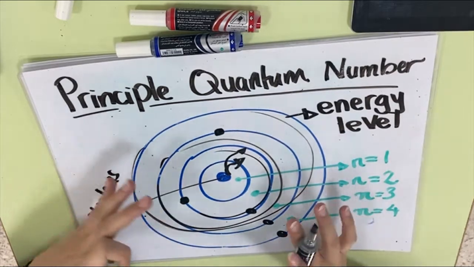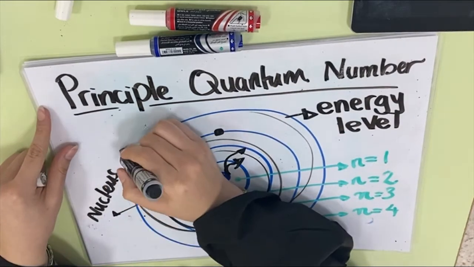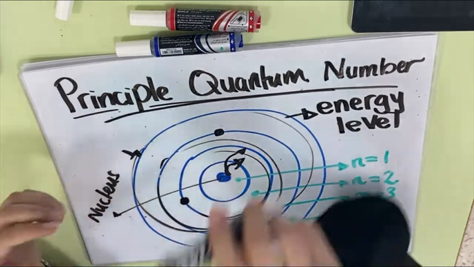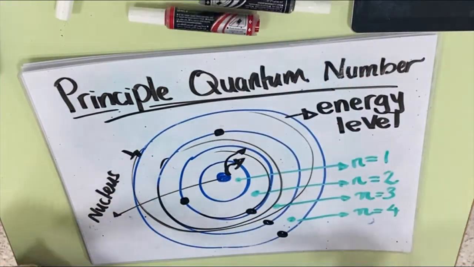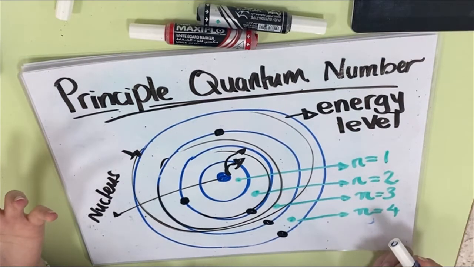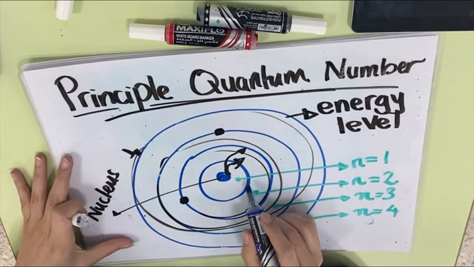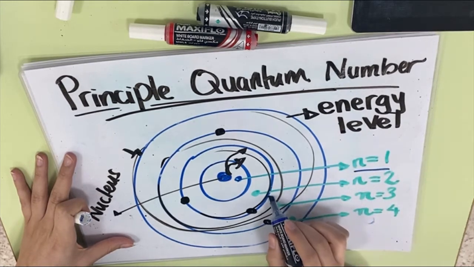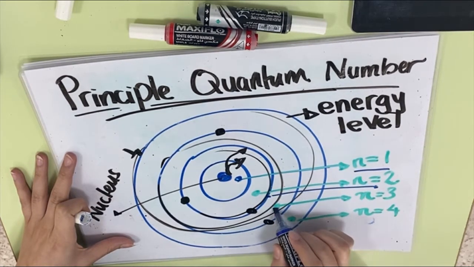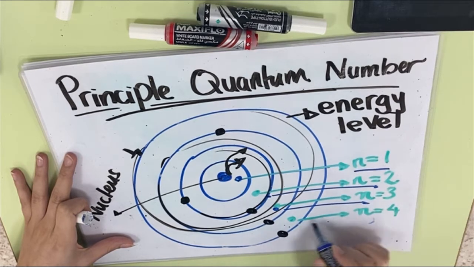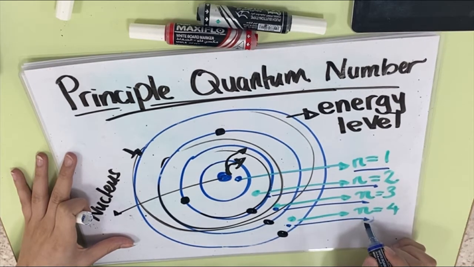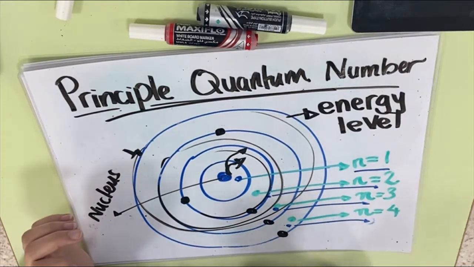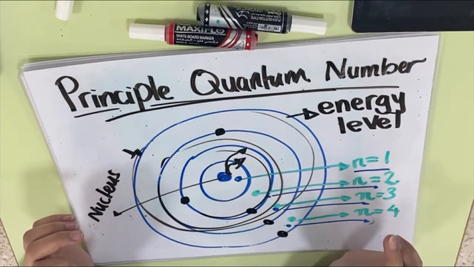What are these energy levels called? Principal quantum number. These principal quantum numbers, or what we simply call energy levels, are numbered. For example, we have here the first energy level, n equals 1, second energy level, n equals 2, third energy level, n equals 3, and fourth energy level, n equals 4. Energy levels can hold a specific number of electrons.